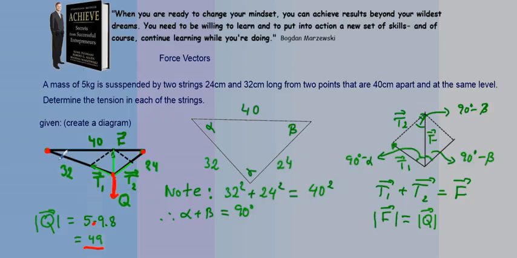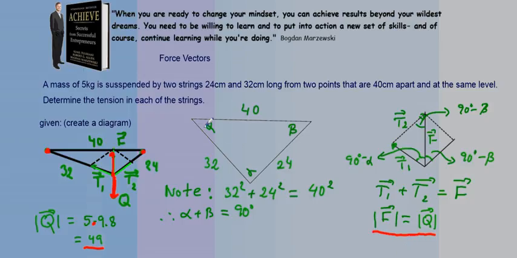So we drew a diagram that represents the situation provided in the question. Sometimes or oftentimes there's no diagram included in the question, so you have to create your own. So force Q is balanced by force F, which is directly opposite to Q. So the magnitude of F and force Q are the same.